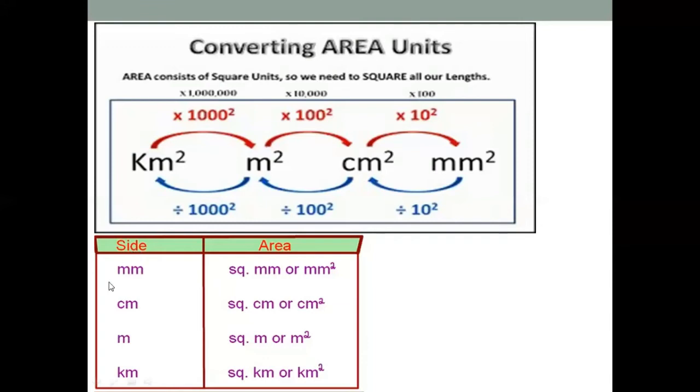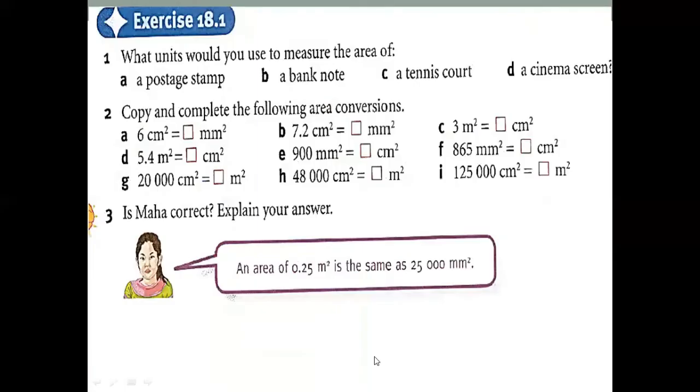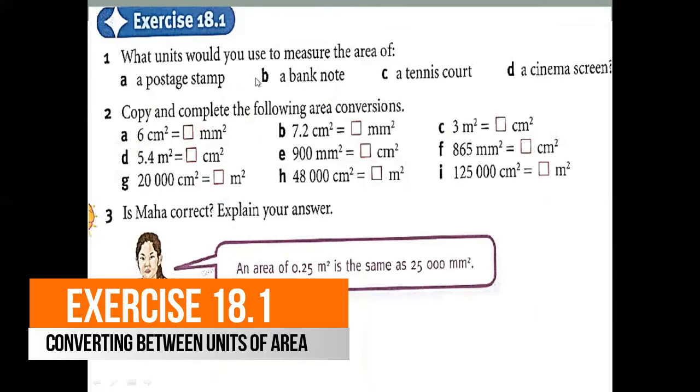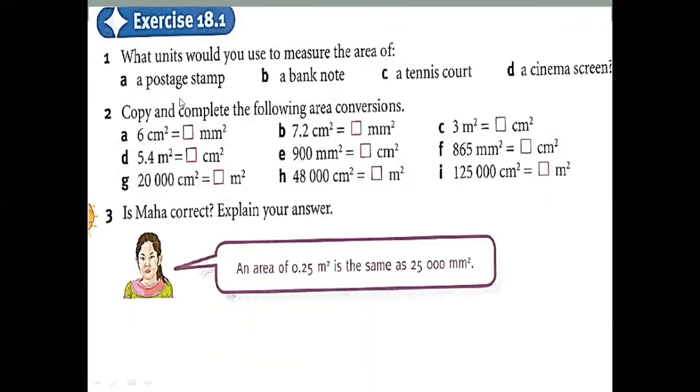If you have simple lengths, you write millimeter, centimeter, meter and kilometer. But in case of area, you write square millimeter or millimeter square, centimeter square, meter square, kilometer square. Here is our question: what unit would you use to measure the area of a postage stamp?